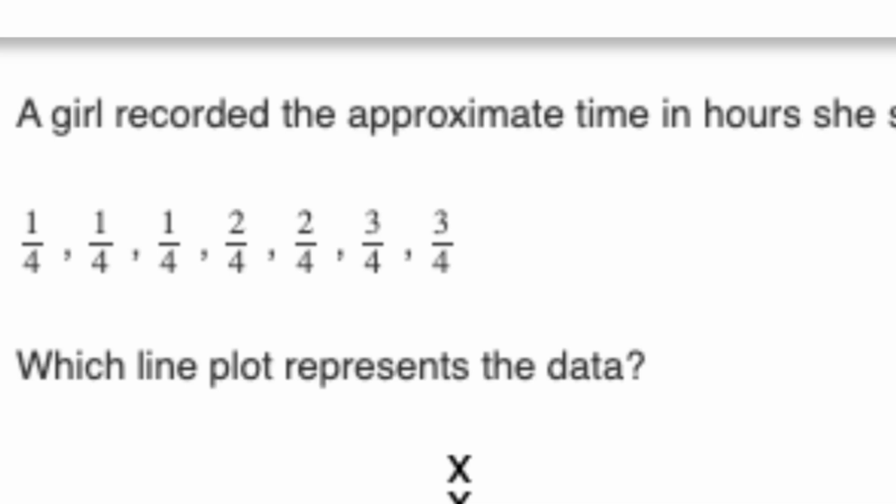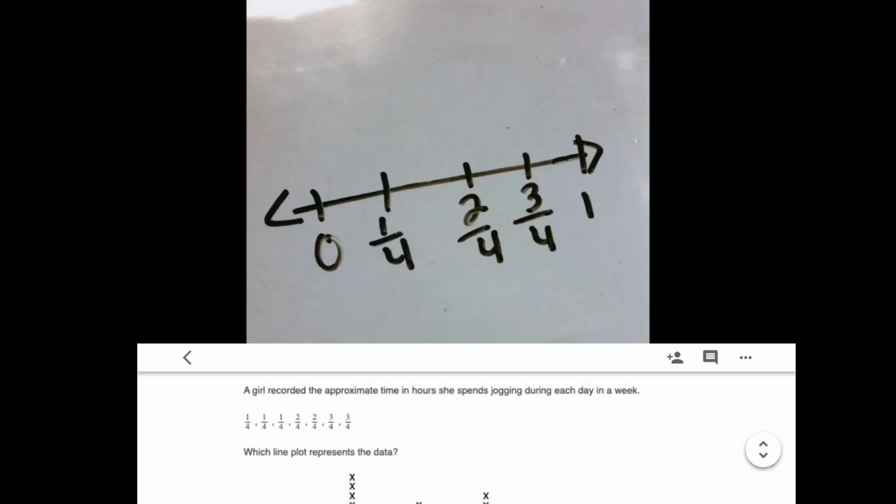That is always, in my opinion, the best way to solve a problem like this, because then you don't get overwhelmed with looking at the data. All right, if you'll pause the video, I want you to go ahead and plot on your line plot, and then we will see which answer choice matches our picture. Go ahead and pause it.